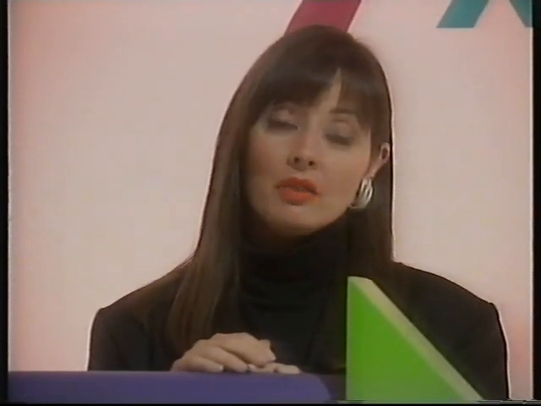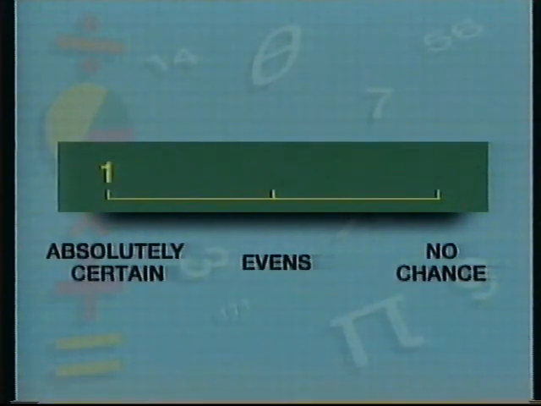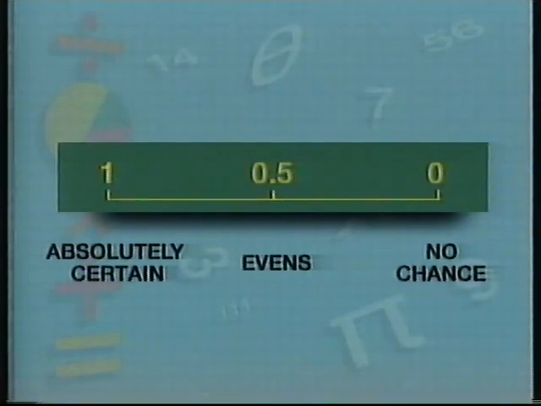Probability is a measure of how likely something is to happen. If something is absolutely certain to happen, it's given a probability of 1. If it will never, ever happen, then the probability is 0.